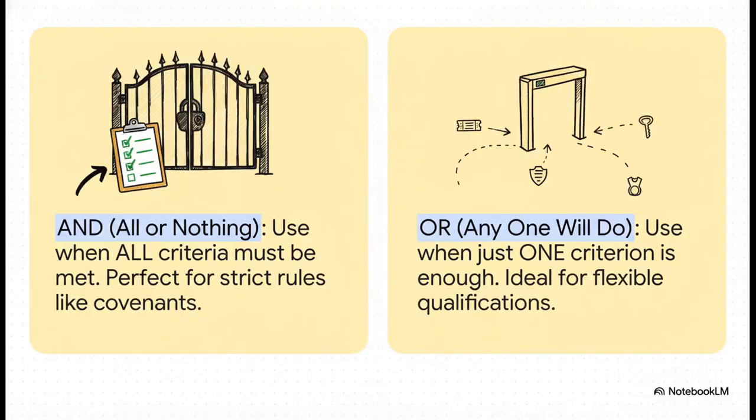So let's just put them side by side to make it super clear. AND is your strict all-or-nothing choice. It's ideal for really rigid rules, like loan covenants. OR is your flexible, anyone will do option. Perfect for scenarios where multiple conditions could lead to the same result. Choosing the right gatekeeper here is absolutely key to getting your logic right.